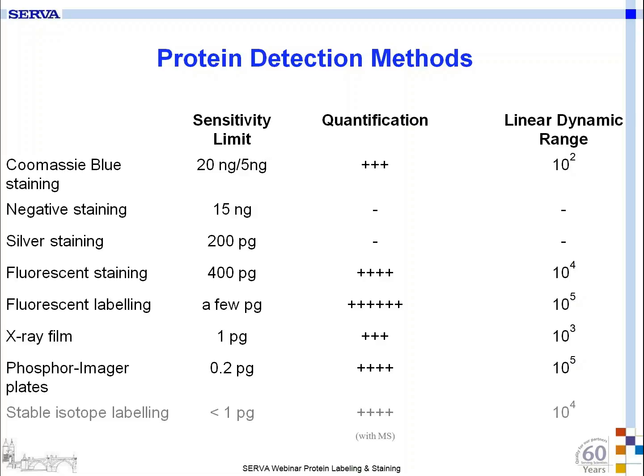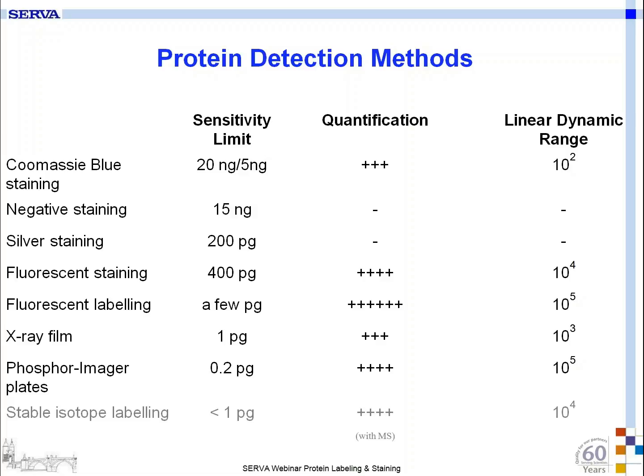So the most popular one, I think, is the silver staining. This is the workhorse in most labs. There you have a sensitivity limit of 200 picograms, so much less than you have with Coomassie, but it's not quantifiable. Why not? Well, if you have done silver staining before, you know that you have to stop the staining. So, and this is the big problem. You never know when to stop, even if you use a time point setting.